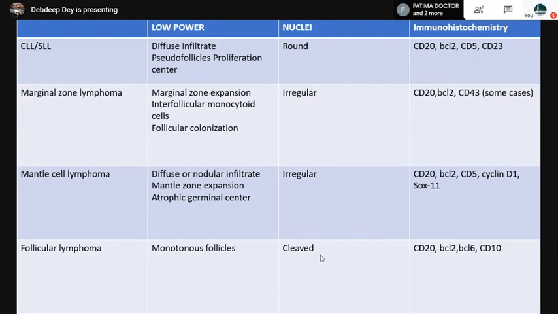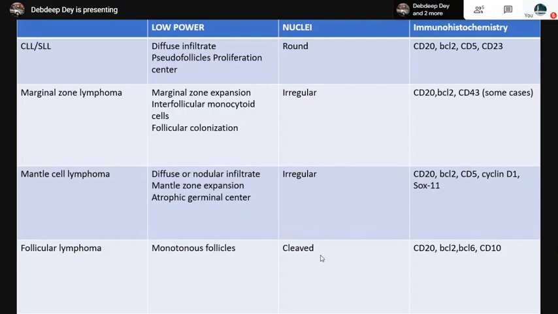Then we come to the marginal zone lymphoma, which should be characterized by marginal zone expansion, along with interfollicular monocytoid cells and follicular colonization. Here the cells would be irregular with clear cytoplasm, and remember, in a case of marginal zone lymphoma, you will not have any specific marker. It is the exclusion of other low-grade B-cell NHL, along with the morphology, that will nail the diagnosis. Here, CD20 and BCL2 are the prototypical markers, followed by CD43 in some cases.